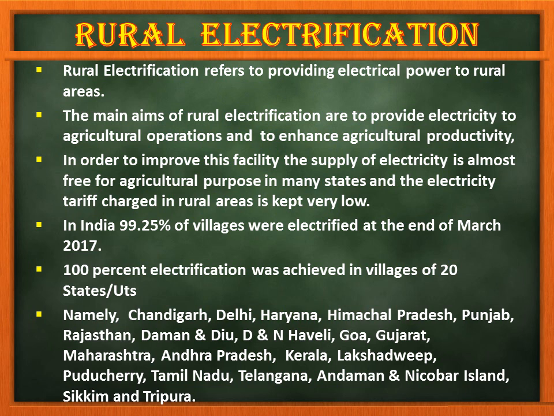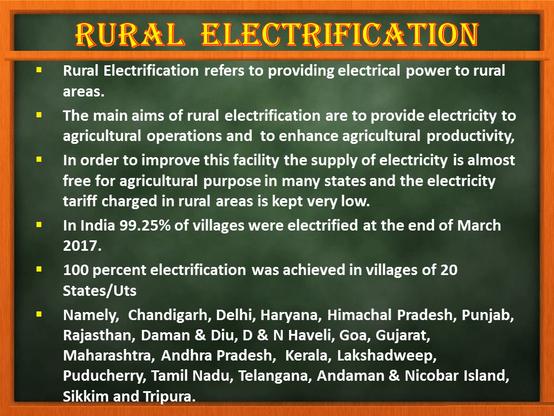In order to improve this facility, the supply of electricity is almost free for agricultural purposes in many states, and the electricity tariff charged in rural areas is kept very low. For agricultural purposes, the electricity is free. In India, 99.25% of villages were electrified at the end of March 2017. It's a great job.